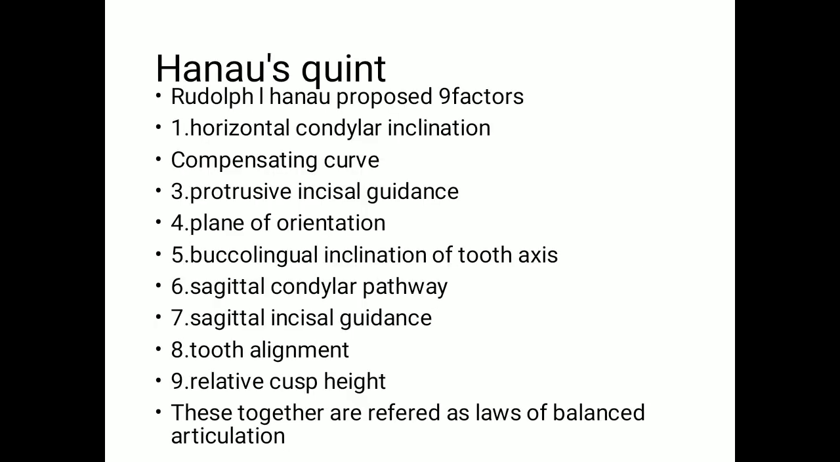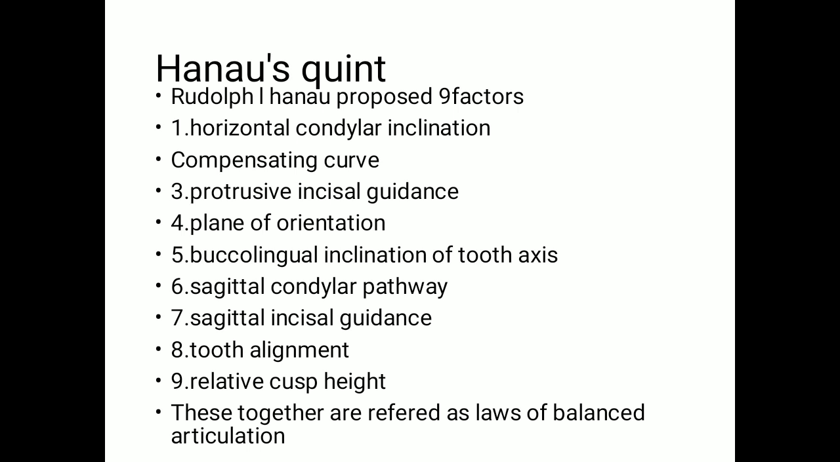Then the next one is Hanau's count. Here Rudolf Hanau discovered the Hanau's count. He proposed 9 factors. First one is horizontal condylar inclination, second compensating curve, third protrusive incisal guidance, fourth plane of orientation, fifth buccolingual inclination of tooth axis. The sixth one is sagittal condylar pathway, seventh is sagittal incisal guidance, then tooth alignment and relative cusps. These 9 factors together are referred to as the law of balanced articulation.